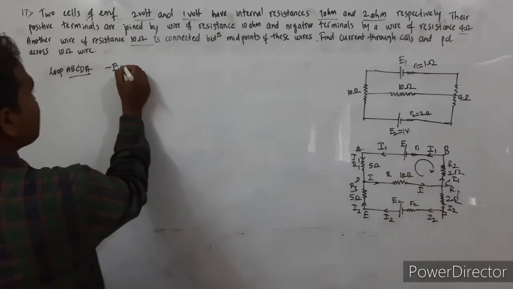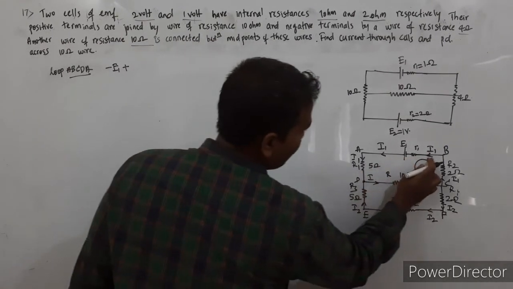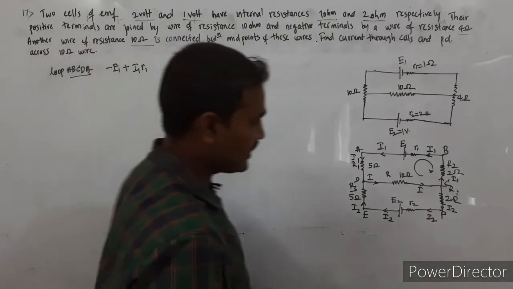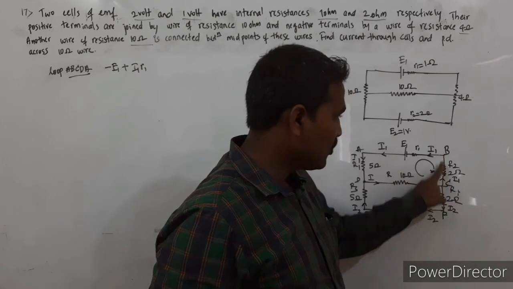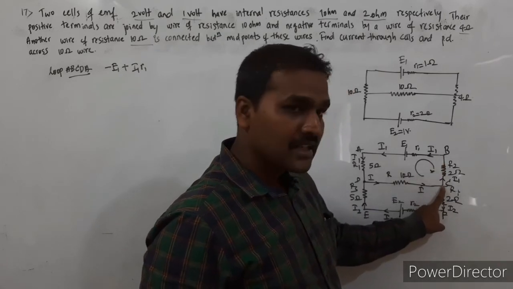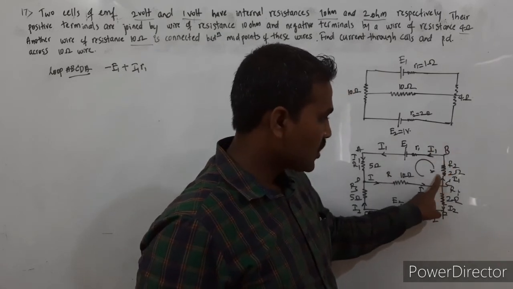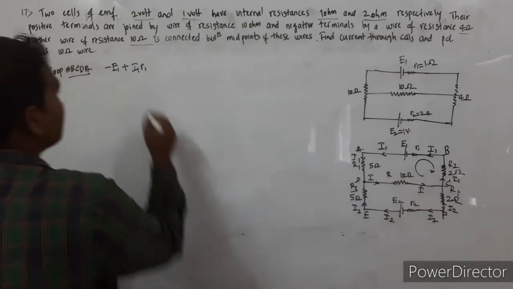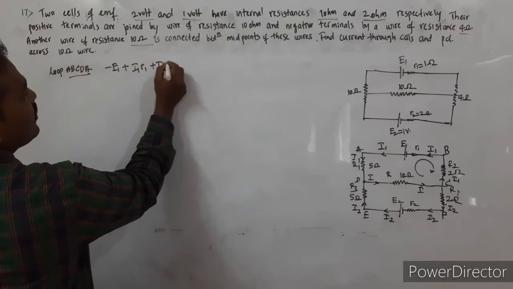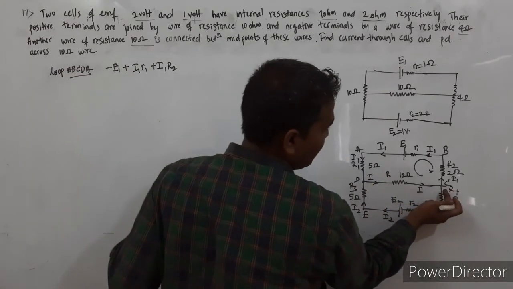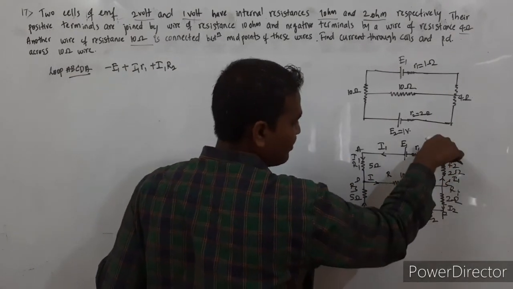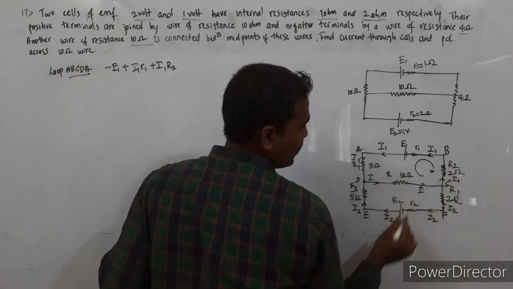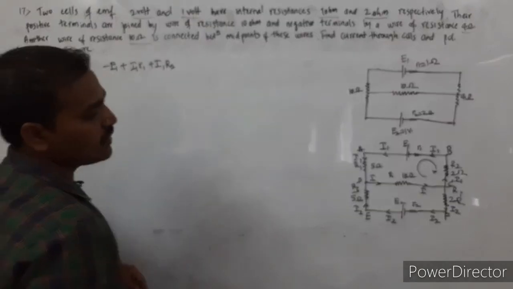Okay, so I take it as plus I1 into R1. Then move from B to C. Again the current is coming in the opposite direction, so the potential drop here is I1 into R2, which is also positive. The current is moving from C to B, but my assumption is from B to C. What is the current? It is I1. The resistance is R2. Later we shall substitute the values.